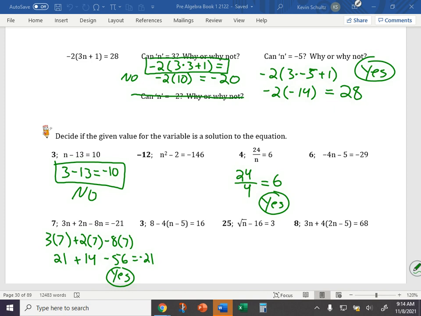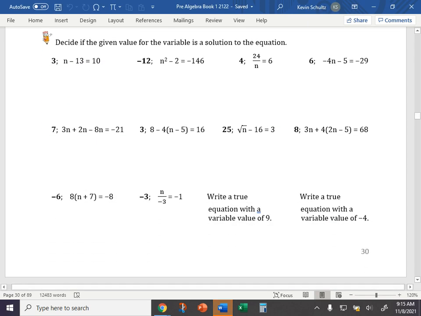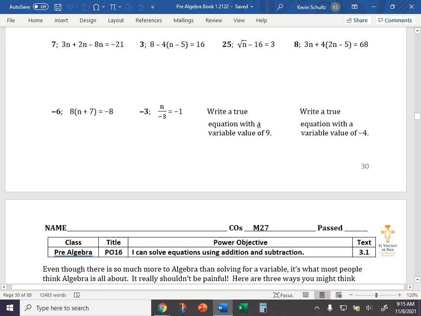Okay? The rest of this page, which is really just this page, it's a one-page objective, is due for tomorrow. You have some questions down at the bottom as well. Some word problems here. You're just writing a true equation with a variable value of 9.